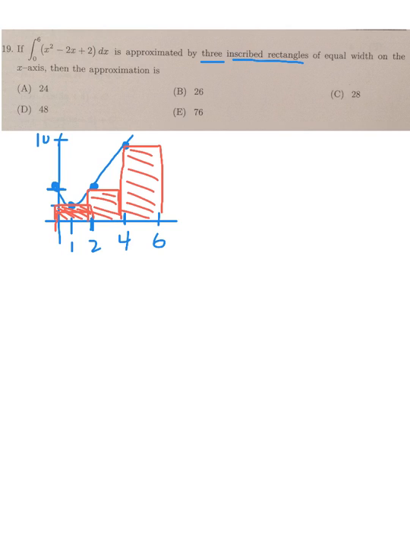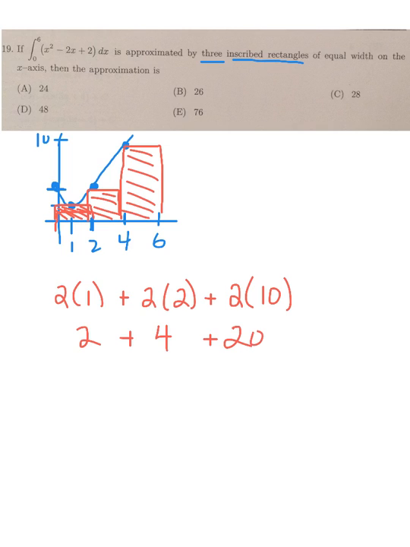All right, so we just want an approximate area, right? So I'm going to take the area of that first rectangle, and I know that its width is 2, and I know that its height is 1. Then the second rectangle, I know that its width is 2. Its height, however, is 2. Plus, then the third rectangle, its width is 2, and its height is 10. So I've got 2 plus 4 plus 20 equals 26. So the answer is choice B.